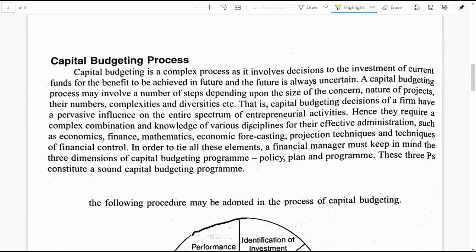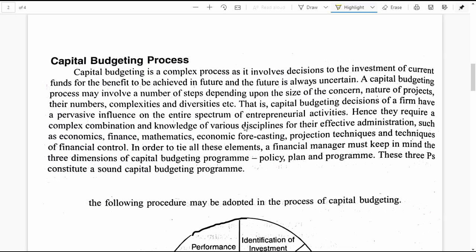Capital Budgeting Process. Capital budgeting is a complex process as it involves decisions on the investment of current funds for the benefits to be achieved in future, and the future is always uncertain. Obviously, capital budgeting involves investing current funds, looking for the benefits of return in the future. But obviously, the future is also uncertain, and that has to be taken into account.